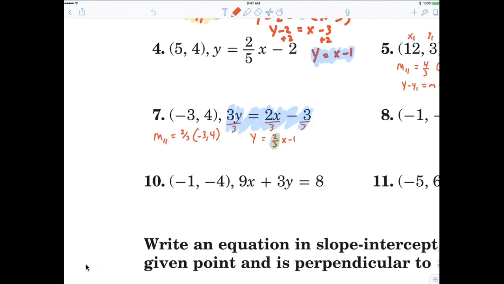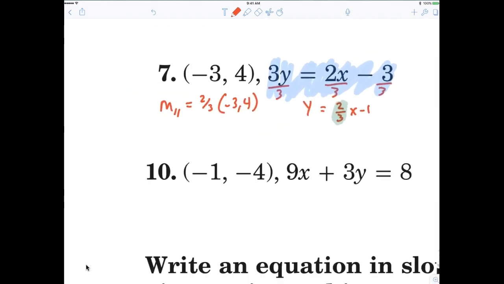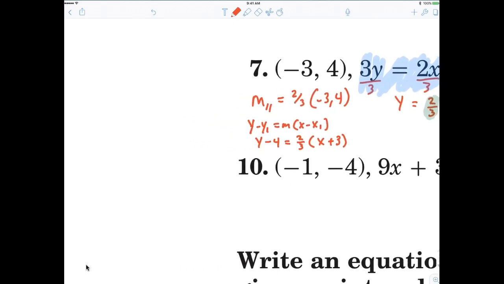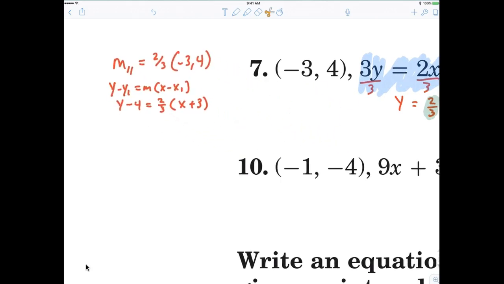So now we have the slope of the parallel line is 2/3, and it passes through the point negative 3, 4. So from there, we're going to go ahead and write the equation. Y minus y1 equals m times x minus x1. So y minus 4 equals 2/3 times x plus 3. Now from there, I'm just going to move off this side so we can see the work a little better.